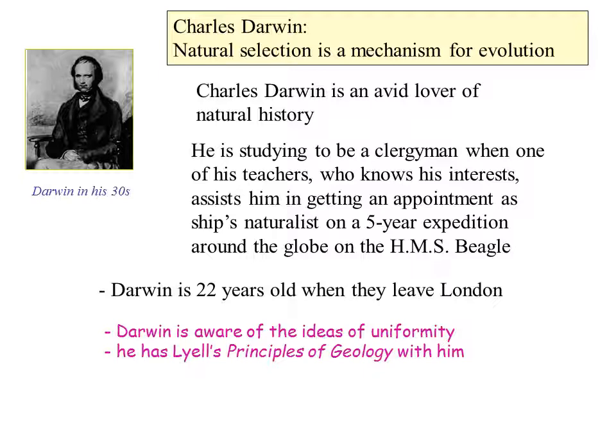And one of his teachers, who knows this, assists him in getting an appointment as a ship's naturalist for the Royal Navy on a 5-year expedition around the globe. Darwin is 22 years old when they leave London. He goes on a 5-year adventure. His mission is to collect all kinds of species of all different things and bring this information back to England.